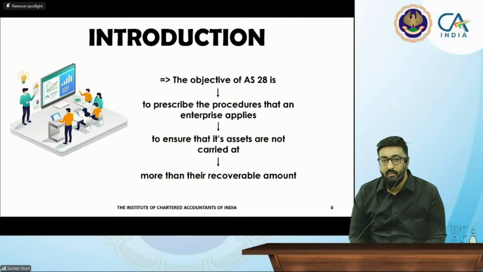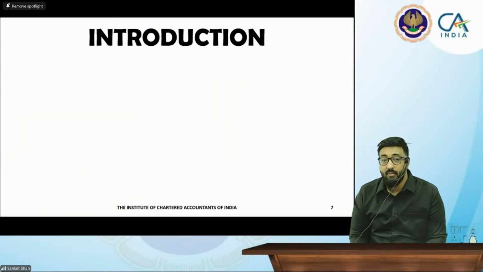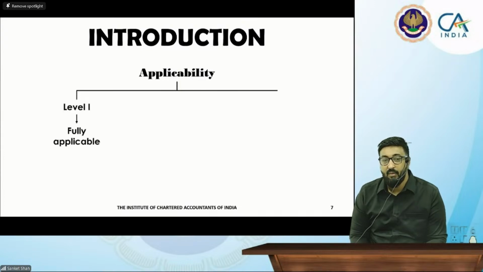The objective of AS 28 is to prescribe the procedure that an enterprise applies to ensure that its assets are not carried at more than the recoverable amount. Got this? Yes, sir. Next. Applicability. Level 1, fully applicable.